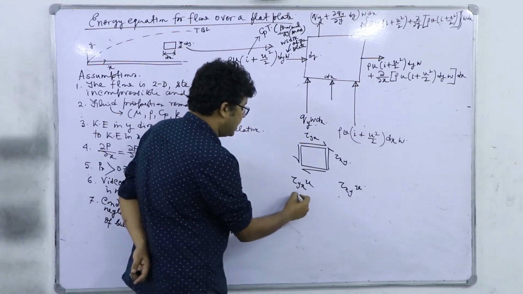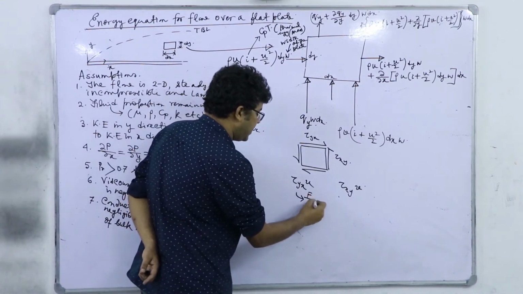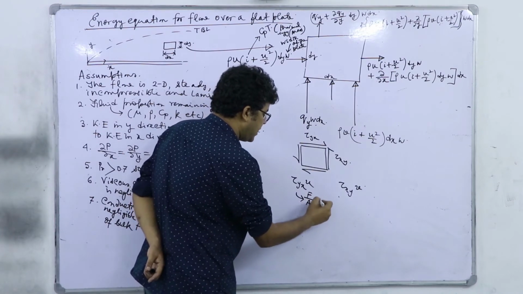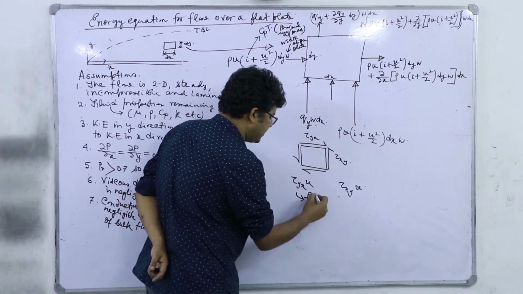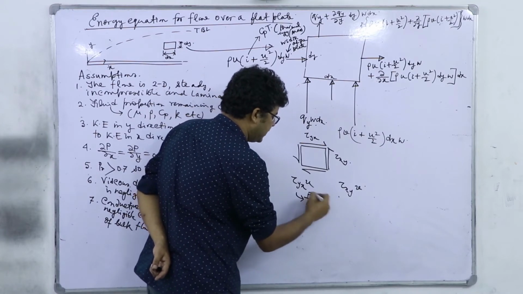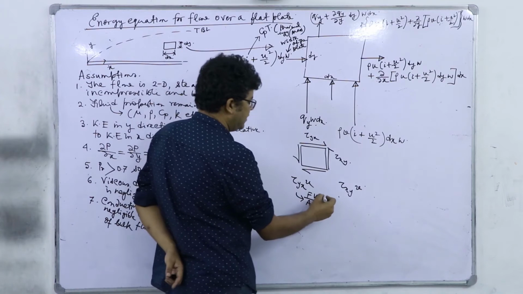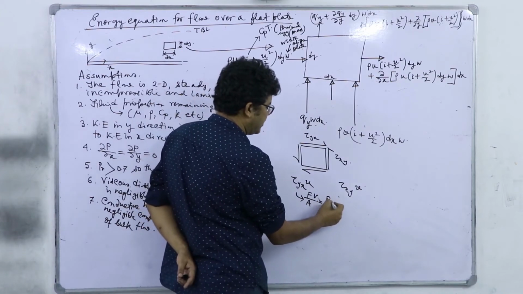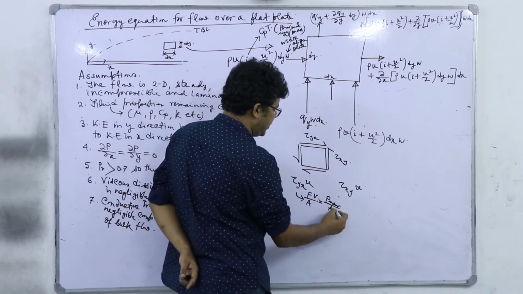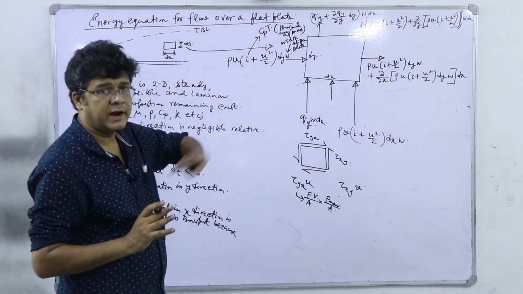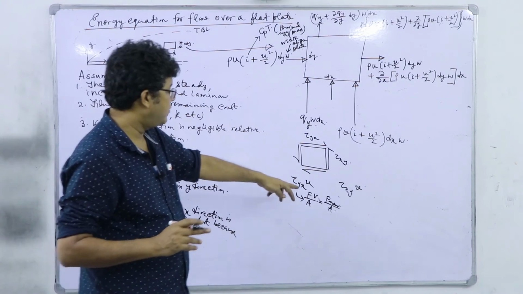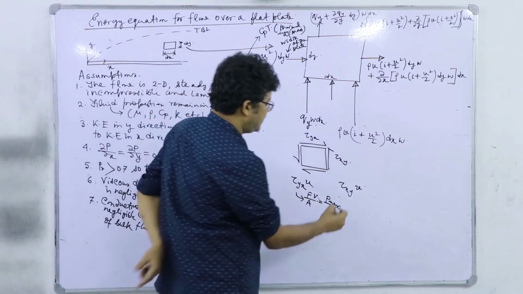Why? Because this is force per unit area, and this is velocity. So force into velocity is equal to the power per unit area, the energy flow rate per unit time. So it is basically energy flux.